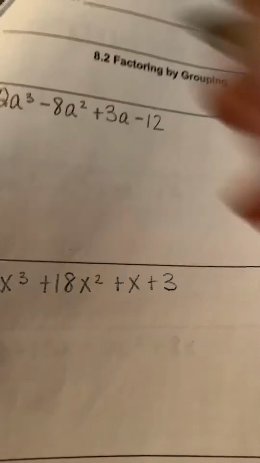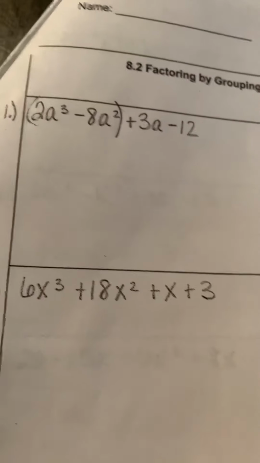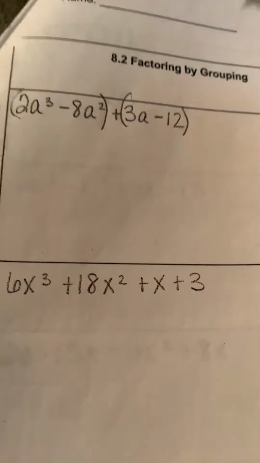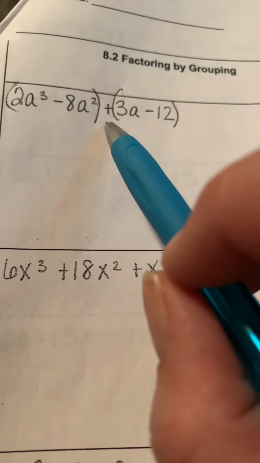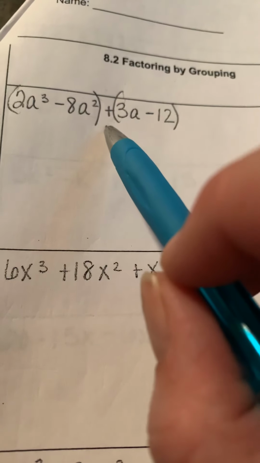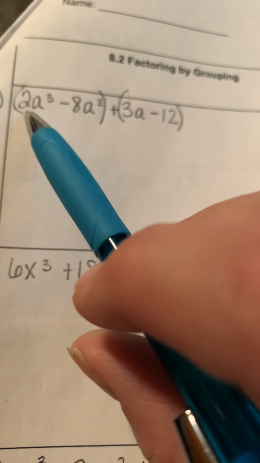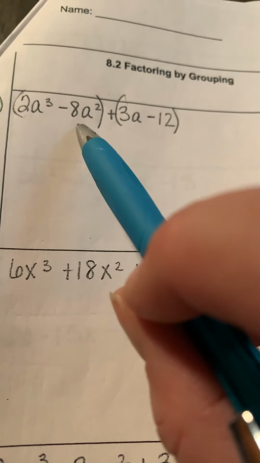So the first thing you're going to do is put a grouping around the first two terms and the second two terms, leaving the addition symbol outside of the parentheses. Next thing you're going to ask yourself is, what is my greatest common factor? What will come out of both a 2 and a negative 8 evenly? The answer is a 2. So we're going to take that 2 out.